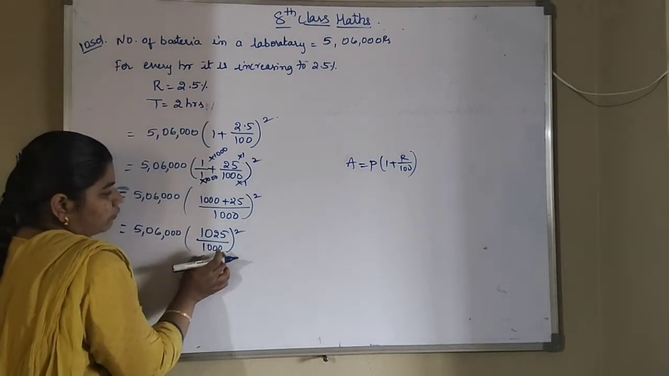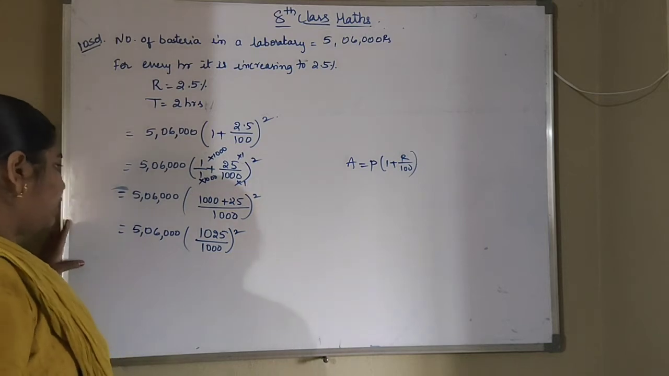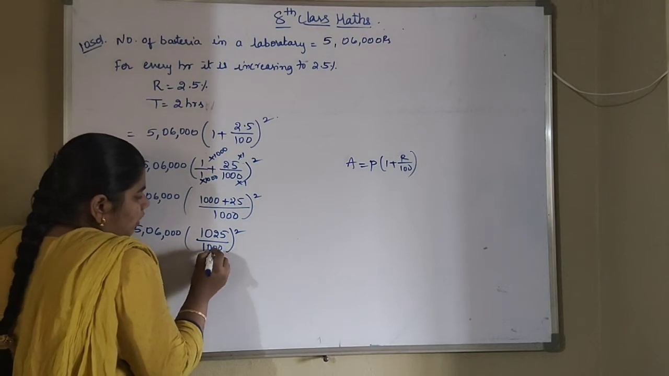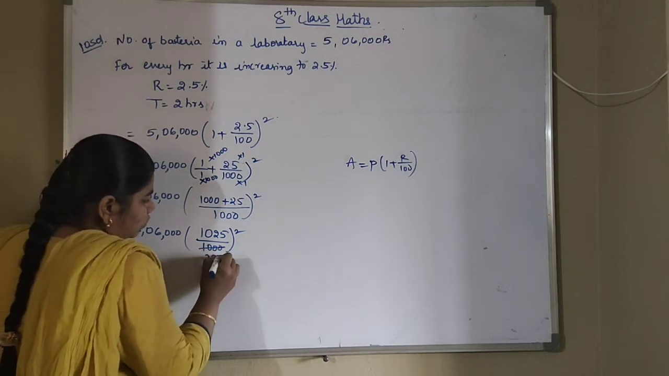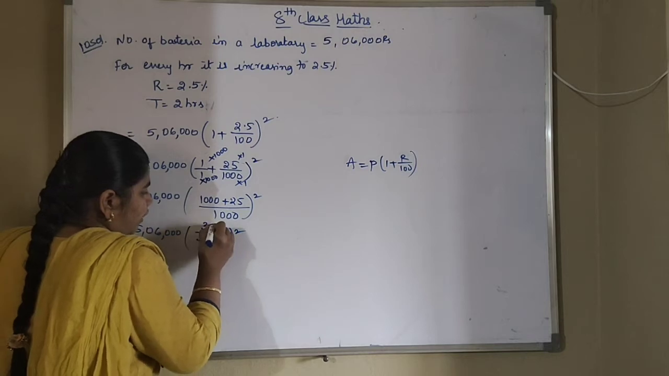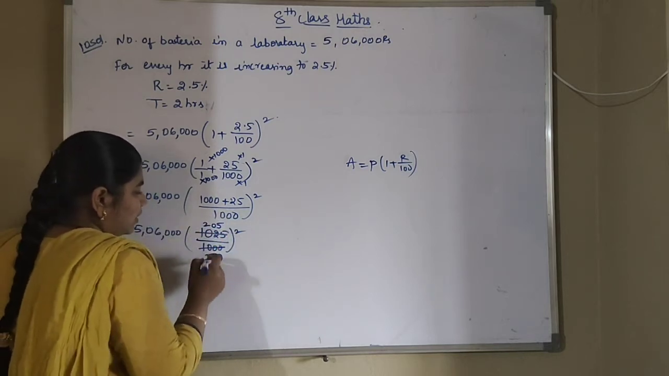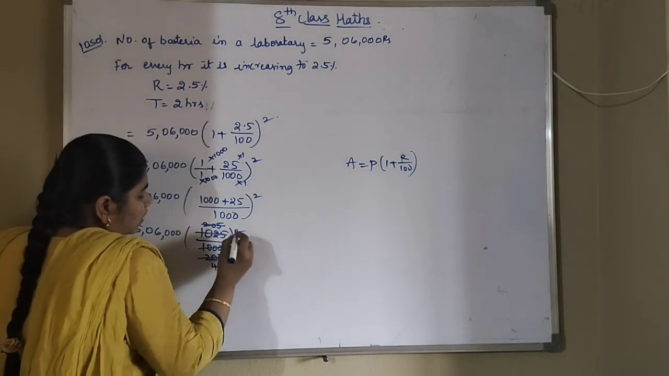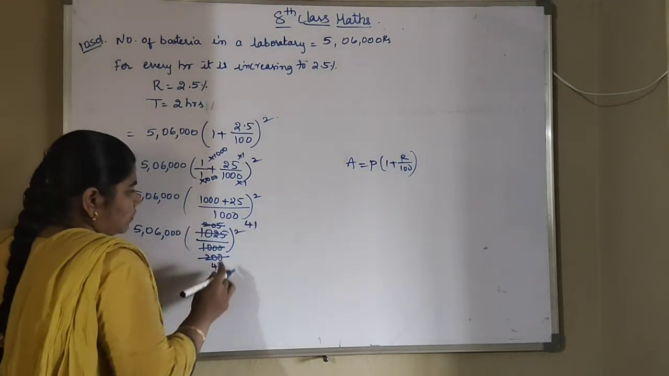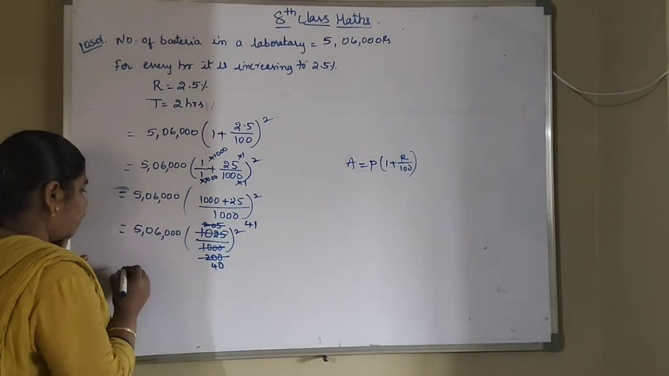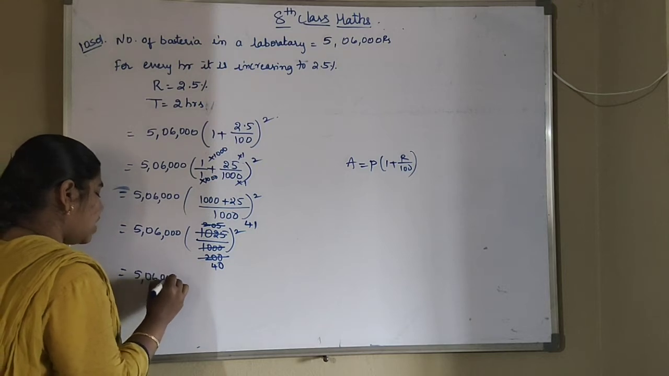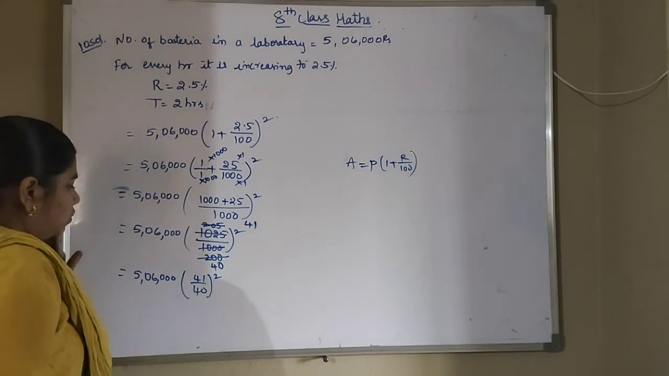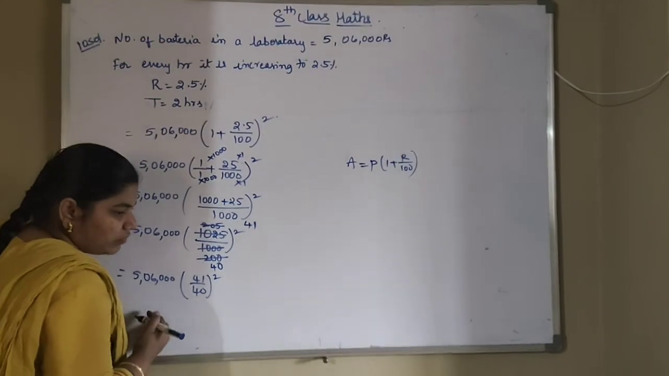So how many times do we have to multiply? 2 times. Before multiplying 2 times, I will cancel in the 5 table. 5 2s are 10, 5 5s are 25. Again cancelling in the 5 table: 5 4s are 20, 5 1s are 5. So what did you get here? 41 by 40. That is 5,06,000 into (41 by 40) to the power of 2. Now how many times do we have to multiply? 2 times.